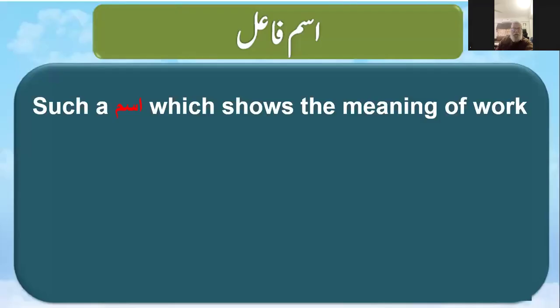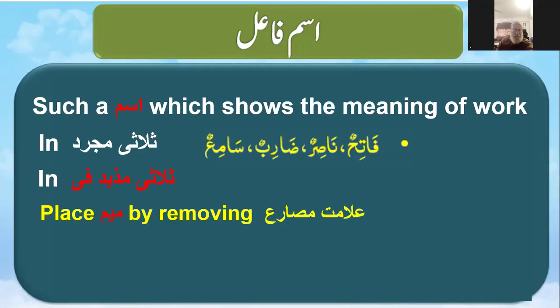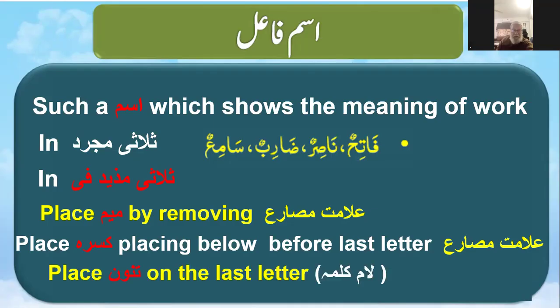So, ism fa'il is such an ism which shows the doer of the work. In Thulathi Mujarrad, the examples of ism fa'il are fatihun, nasirun, daribun, samiun. We add an alif in the masdar. In Thulathi Mazid fihi, for the ism fa'il we place mim by removing the alamat of the mudari, and placing kasra before the last letter, and place the tanween on the last letter in the lam kalima.